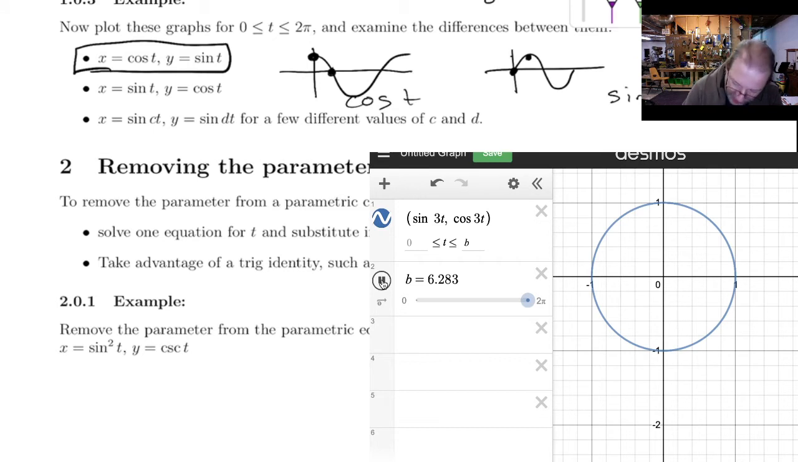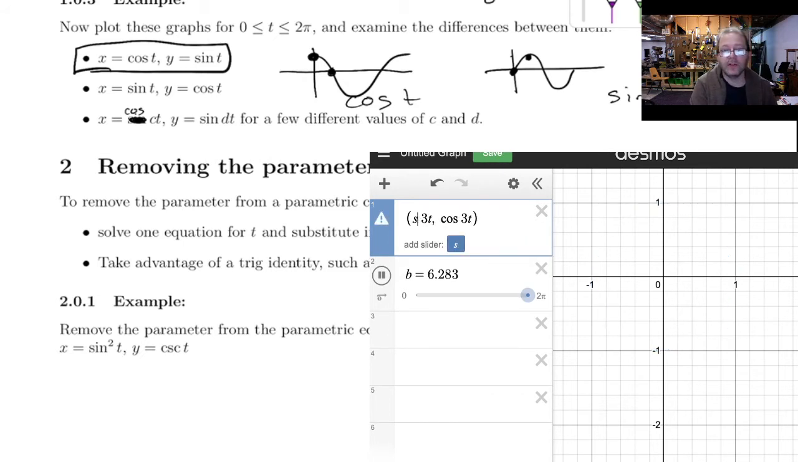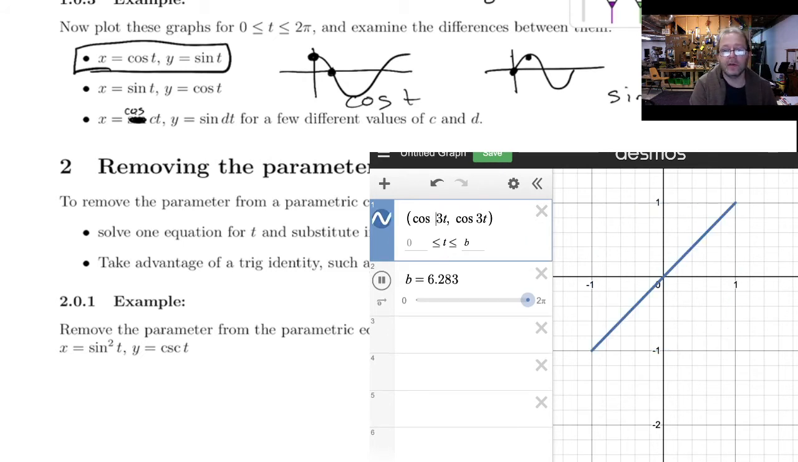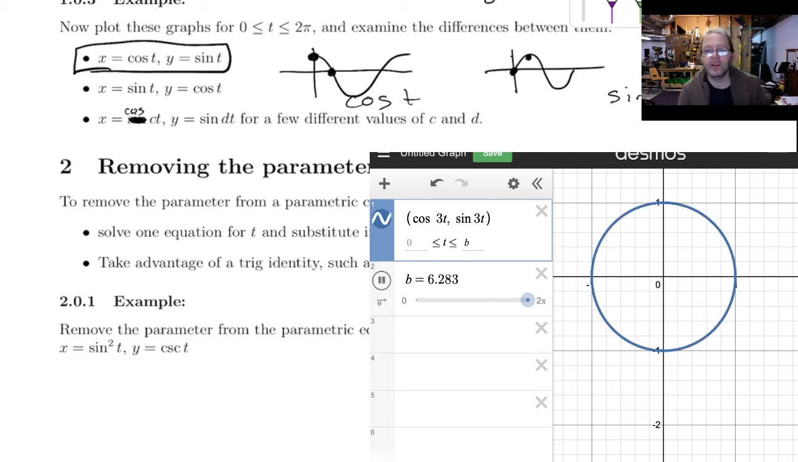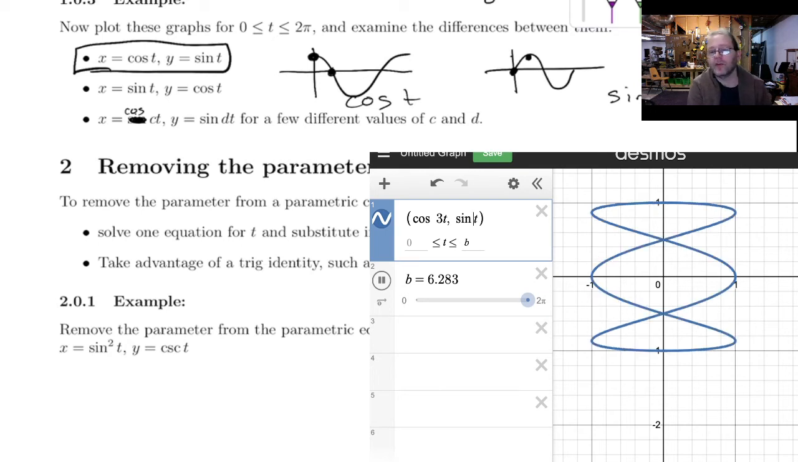All right, I've actually got a typo here. This should say x is sine ct, and actually one of these should be cosine. It doesn't much matter which one. I'm going to change this one. If we look at cosine of 3t, sine of 3t, we get the unit circle there. But something neat happens if we change one of these numbers. We change that back to 1, we get this.